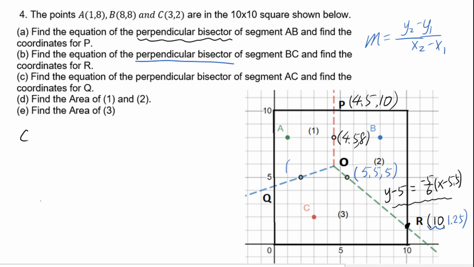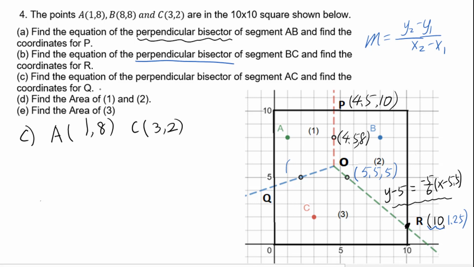Let's go to say, find the equation of the perpendicular bisector of segment AC. Let's review the steps. First of all, write down the coordinates for A and C. A is (1, 8). C is (3, 2).